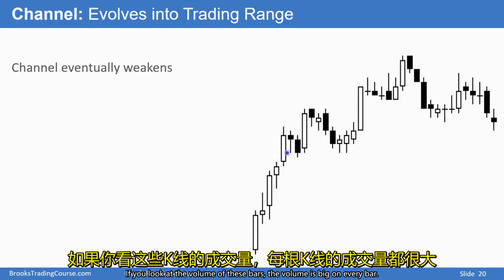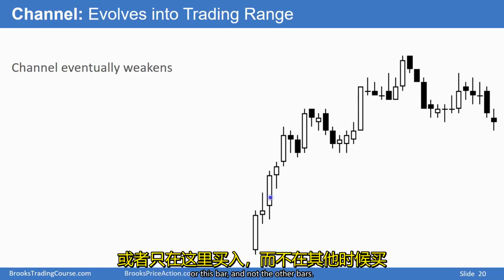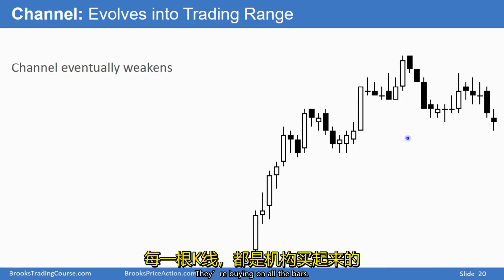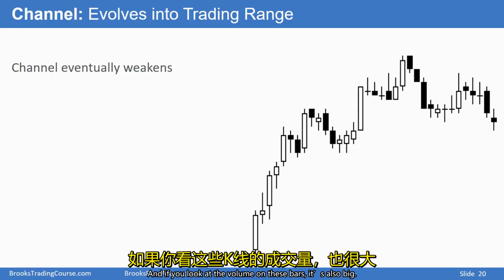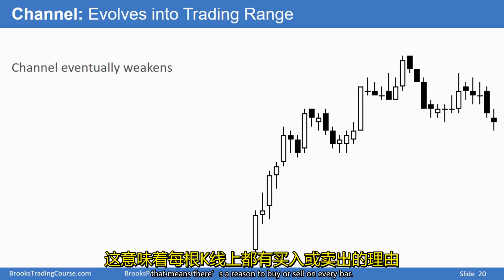If you look at the volume of these bars, the volume is big on every bar. So it's not like the institutions are all buying on this bar or this bar and not the other bars. They're buying on all the bars. And if you look at the volume on these bars, it's also big. That means the institutions are buying in every bar. That means there's a reason to buy or sell on every bar.